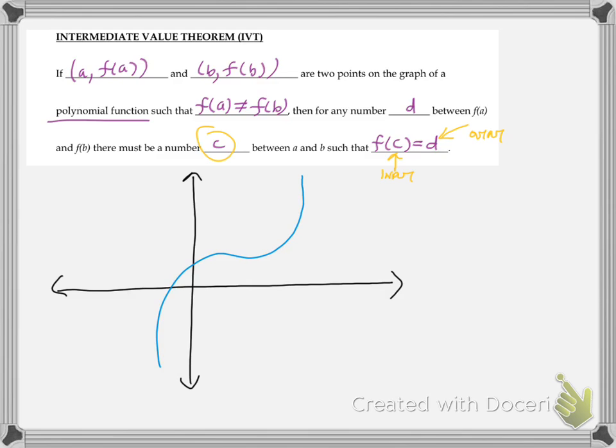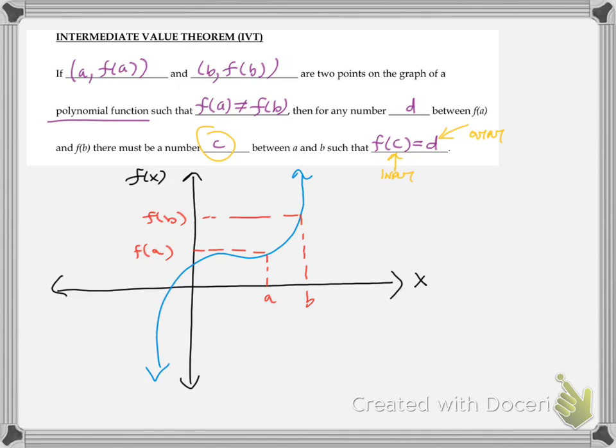Okay, some polynomial function there, and let's call this a and this b. And this is x and this is f(x), right? Which is the same as y, right? That's our y axis. And so this right here is f(a) and this is f(b), okay?